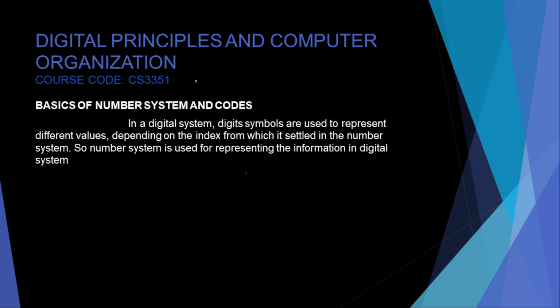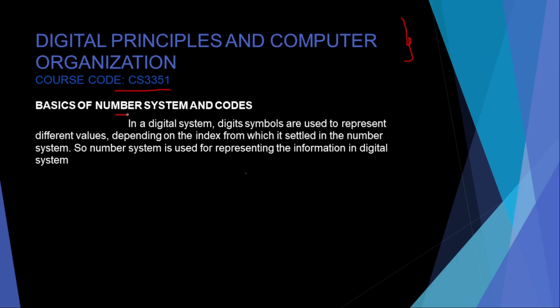In my previous video, I explained the syllabus, the five units, and the use of studying digital principles and computer organization. This subject is given in the Anna University third semester syllabus for CSE, IT, CSBS and AIDS departments, and the subject code is CS3351. So let me move on to our class.